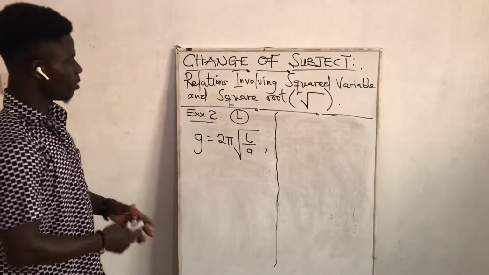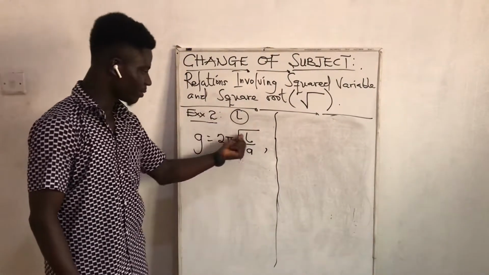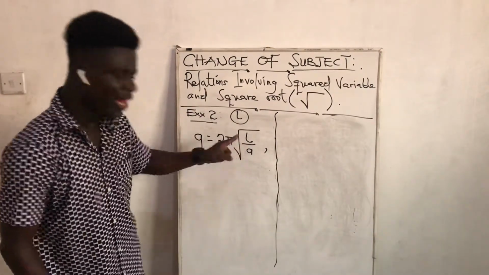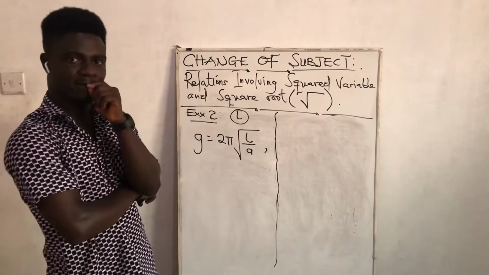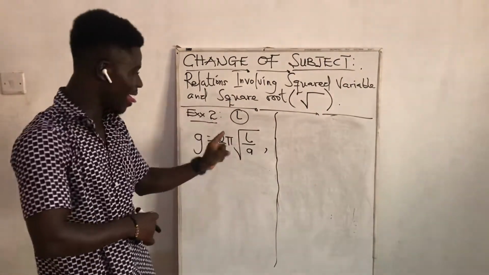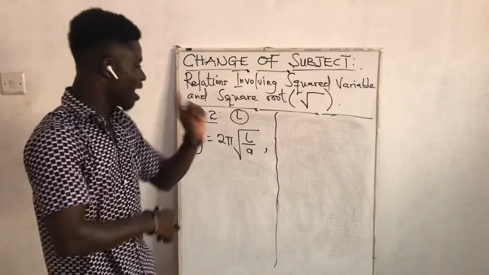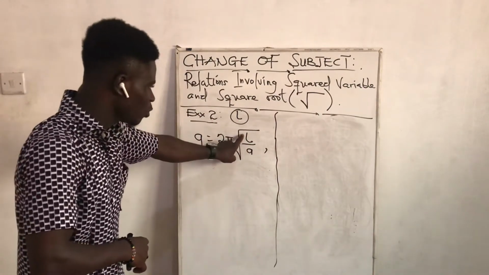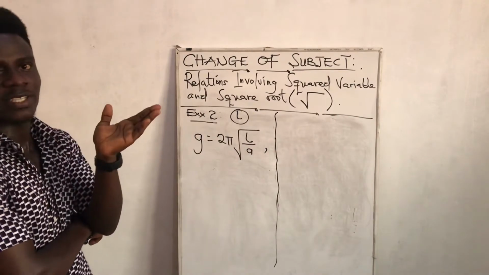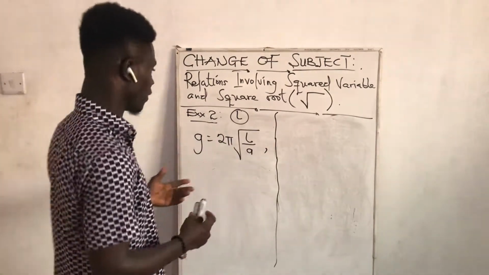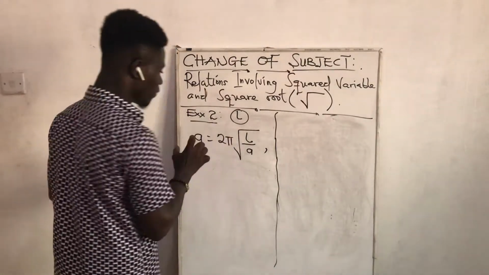Now, we want to make L the subject. See where L is. Look at the place L is, the position of L. Very, very dangerous. How will you get to this L? It's very, very simple if you listen to the instructions. See the position of L.